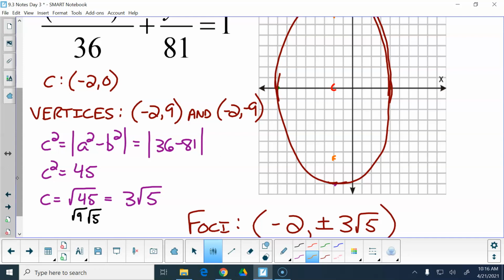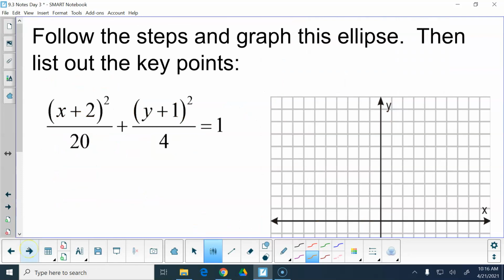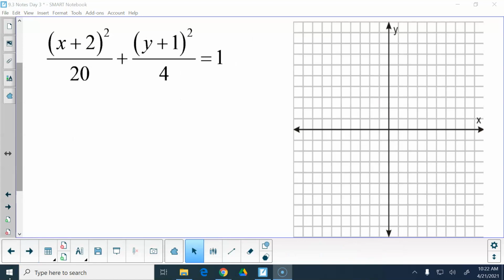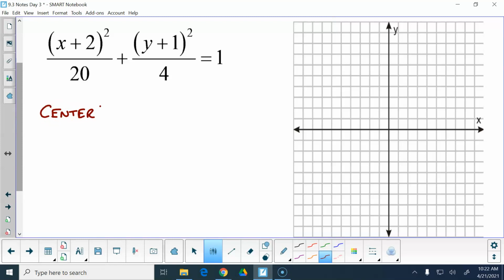Questions, comments, concerns, clarifications? All right. So what I would like you to do now is try this one on your own. Center. We got both. -2, -1. Love it.